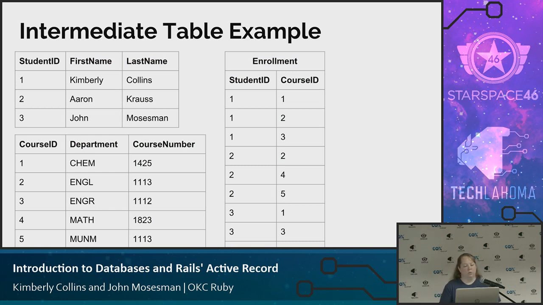I have a student table where I've just listed me, Aaron, and John. I have a course table where I've got some courses. And then the enrollment table is the intermediate table. And there might be an enrollment date, there might be other columns, but the ones we care about are student ID and course ID.